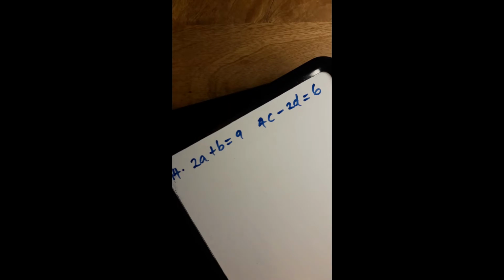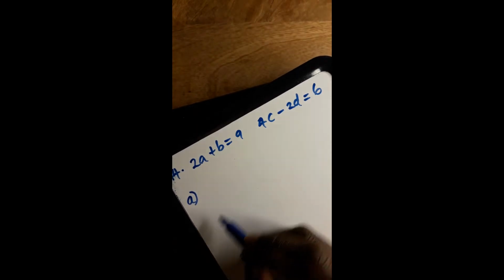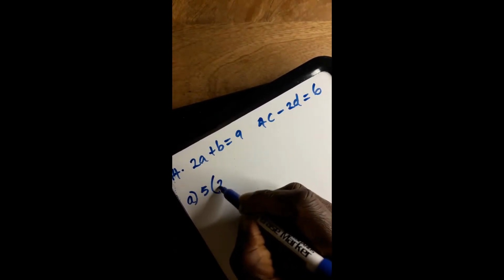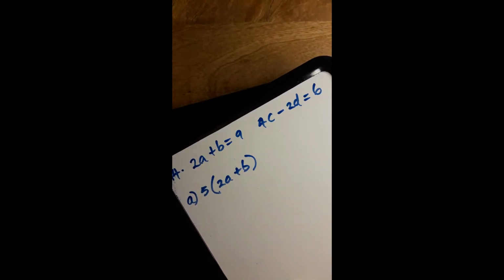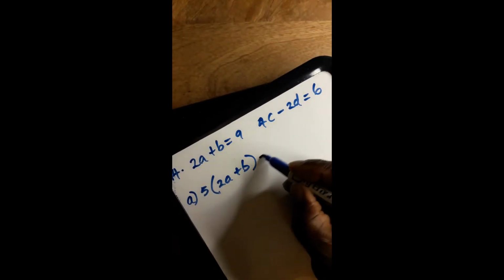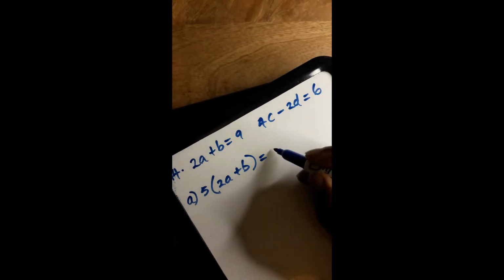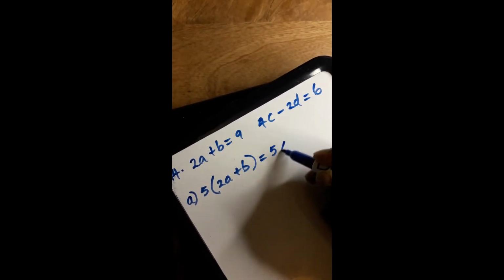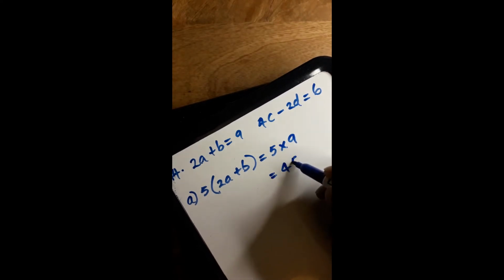We're given these two equations and we're asked to work out what this expression is equivalent to, the value of this expression. So it's 5 into 2a plus b. We know that brackets mean to multiply, and we know that 2a plus b is equal to 9. So we can write this as 5 times 9, which is equal to 45.